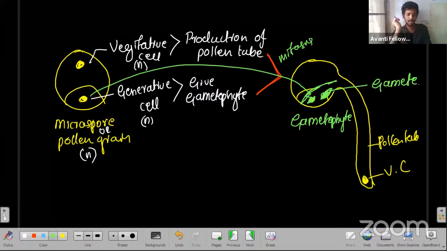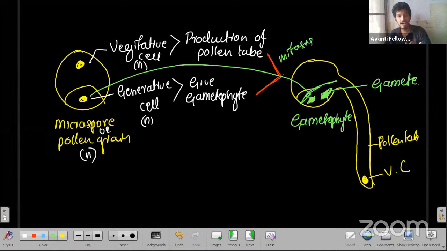So remember, the pollen grain is not a gamete. The pollen grain is a microspore. That microspore will divide, the generative cell divides, and that is called the gametophyte, and the resultant nuclei are called the gametes.